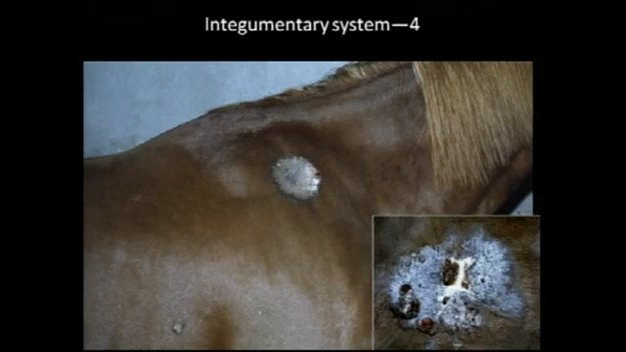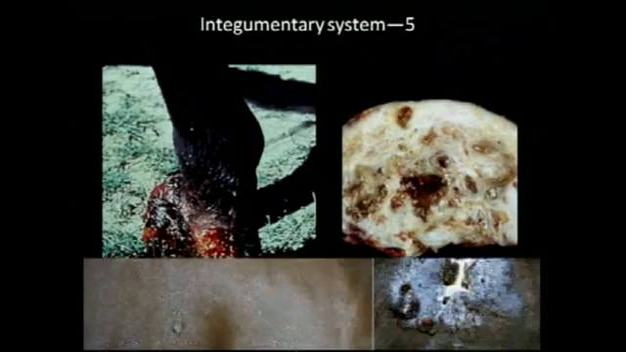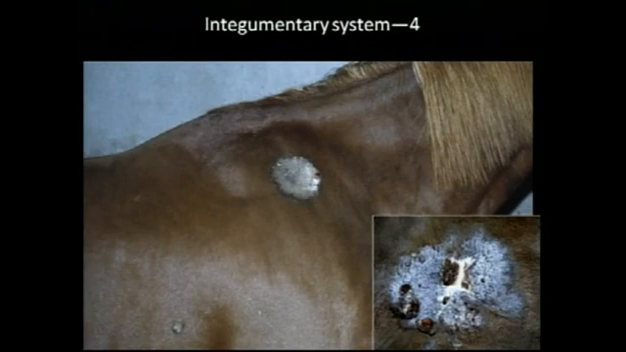Integumentary system 4, we're getting another dose of a tumor. These are actually pictures from two different horses. Both horses were young adult horses. Typical ages for this tumor are 3 or 4 years of age, maybe as old as 6. They are not usually old horses. They are also not usually weanlings or yearlings. So young adults, and a very common tumor in horses.